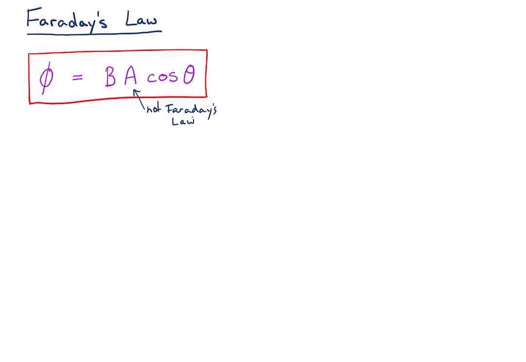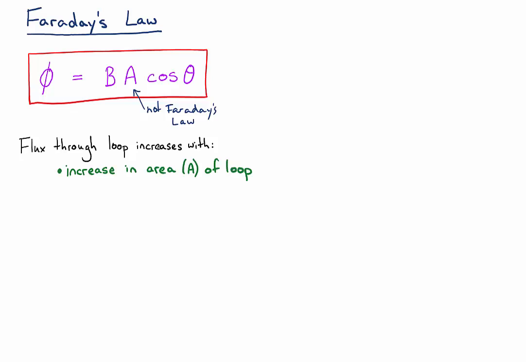But I want to summarize what the equation for magnetic flux tells us. It tells us that the flux through the loop increases based on three different things. It increases with an increasing area of the loop. So if the area in this equation increases, then the flux will increase. The flux will also increase if we have an increase in the magnetic field strength.